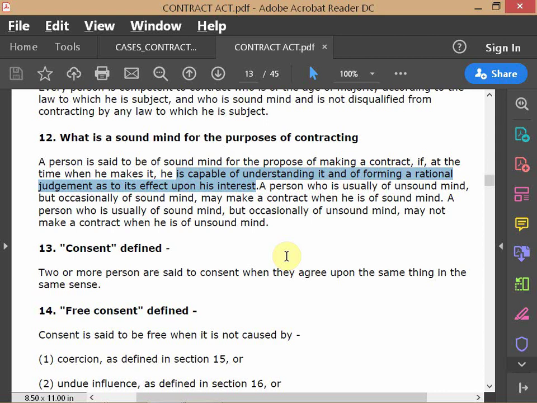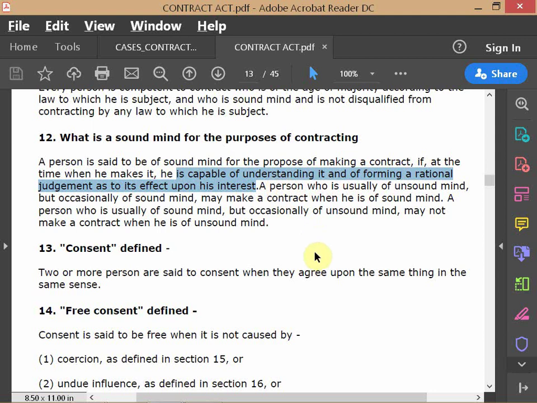The problem that will happen is that essentially, if you are under the influence of alcohol, it's not undue influence, but it's actually that you are not capable of understanding the impact, not capable of forming a rational judgment as to the effect of the contract upon your interest. You have to be able to show that the other guy should be aware that you're in a drunken state, that you're not in a position to give free consent, to have a sound mind.